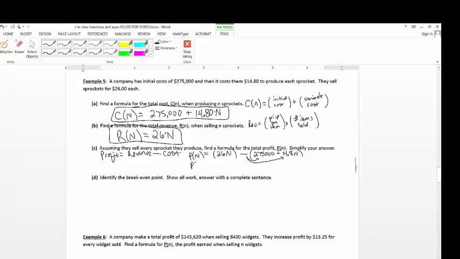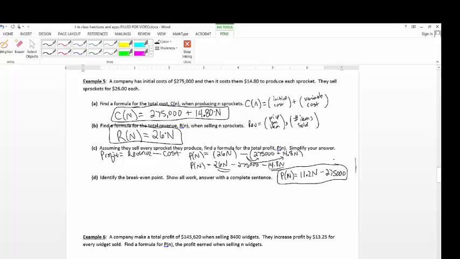It's important to have those parentheses because now when we simplify this formula, we need to actually distribute that negative. So we're going to have P of N equals 26N minus 275,000 minus 14.8N. And when we combine like terms, we're going to be taking the 26 minus 14.8, and we're going to get 11.2N. So overall, after simplifying, the profit function is 11.2N minus 275,000.